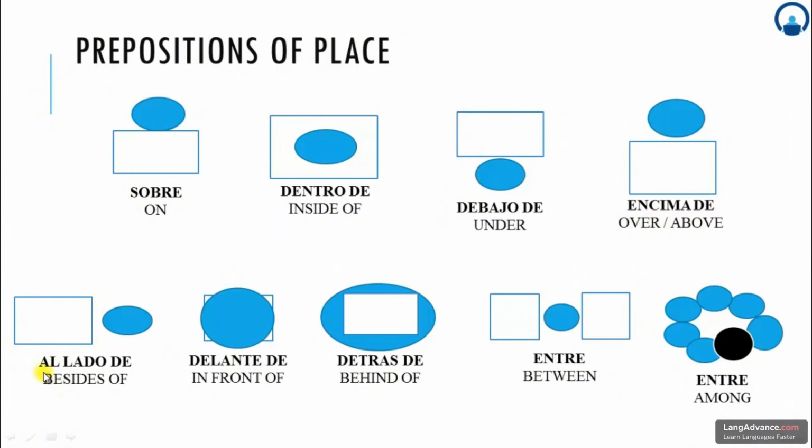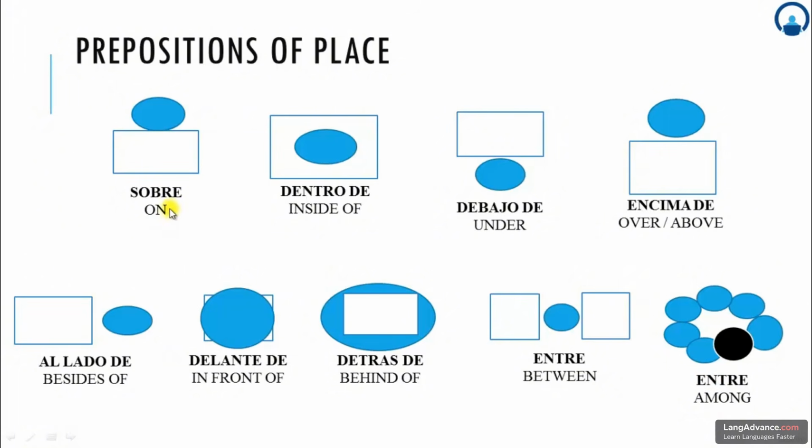Next, al lado de, that means beside. Delante de means in front of. Detrás de means behind. Entre means between, and entre also means among. We'll repeat it one more time.